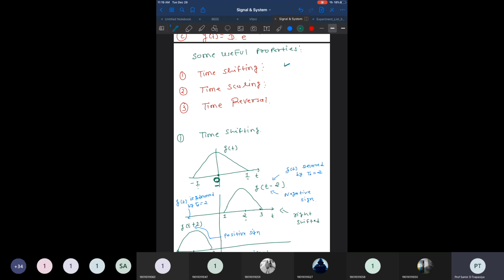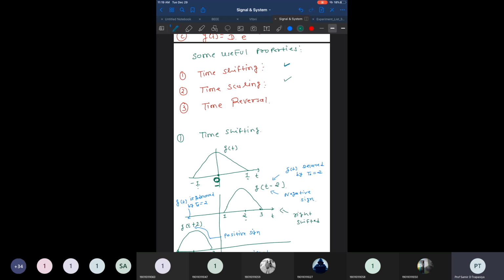The time scaling operation is the operation in which the signal is scaled by some time factor. If the signal is compressed by some factor, it is multiplied with t, and if the signal is expanded by some factor, it is divided. So in the case of g of at, if a is greater than 1, the signal is compressed, and if a is less than 1, I am not talking about negative, it's always between 0 and 1, the signal is expanded by some factor 1 by a, right?